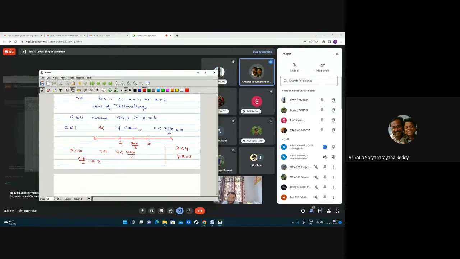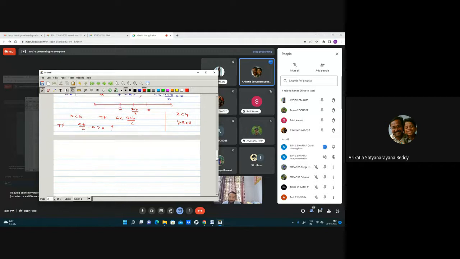Yes, that we have to prove. Okay, we will do that. We will consider a plus b by 2 minus a. What can it be? It is b minus a by 2. Why is it greater than zero? Sir, because b minus a is also greater than 0. Since a is less than b, b minus a is greater than zero, so half of it is also going to be greater than 0.